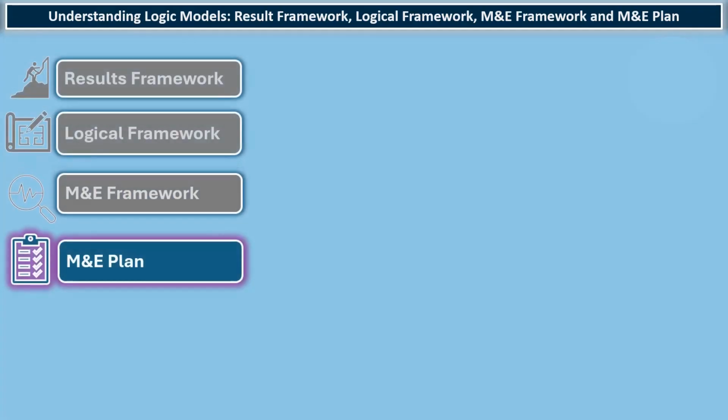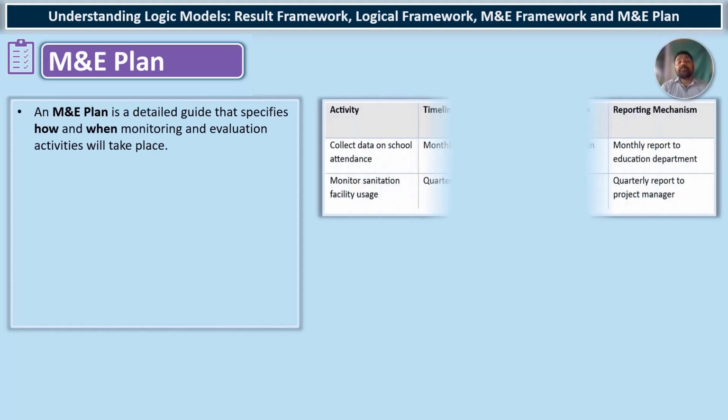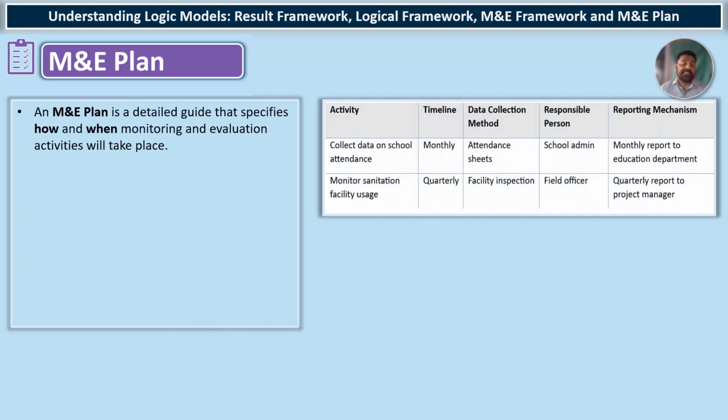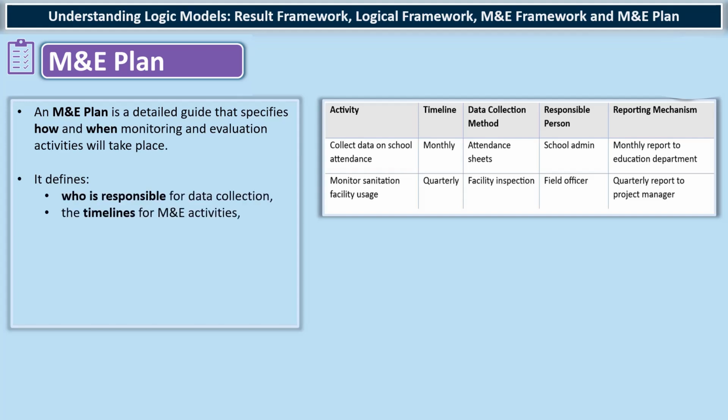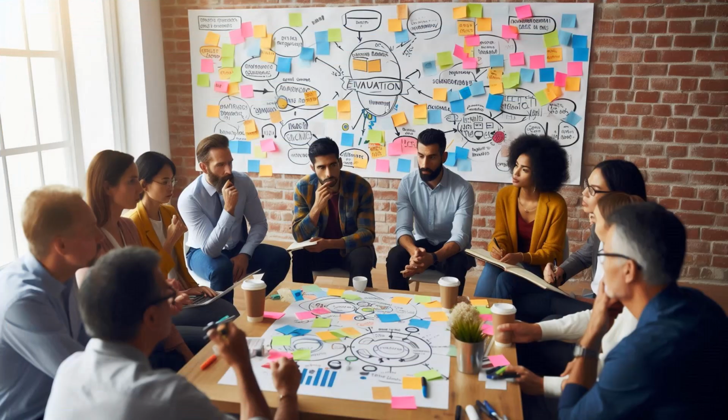And then based on the M&E framework, you need to develop an M&E plan. An M&E plan is a detailed guide of the M&E framework that specifies how and when monitoring and evaluation activities will take place. It defines who is responsible for data collection, the timeline for M&E activity, the tools used, and how the data will be analyzed and reported. The plan ensures that all stakeholders are aligned on evaluation processes and timeline.